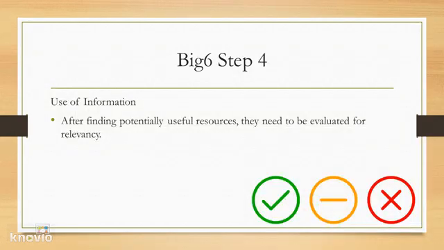Step number 4, the use of information. After finding potentially useful resources, you need to be able to evaluate those resources for relevancy. So now you need to be able to easily access these resources' information. You can either download, open, copy, and paste these resources. Make sure to document proper citation information for each of the resources used. Record electronic sources with URLs to ensure proper citation and credit sources.